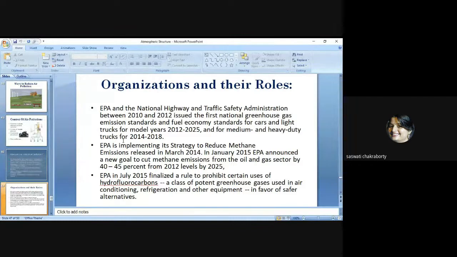And they have laid down a maximum gas emission standard for cars and trucks. Not only that, they came up with proposals to cut methane emissions from the oil and gas industries, and prohibition of the use of certain hydrocarbons, which can be potent greenhouse gases, as used in AC and refrigerators, and to find some other alternatives.